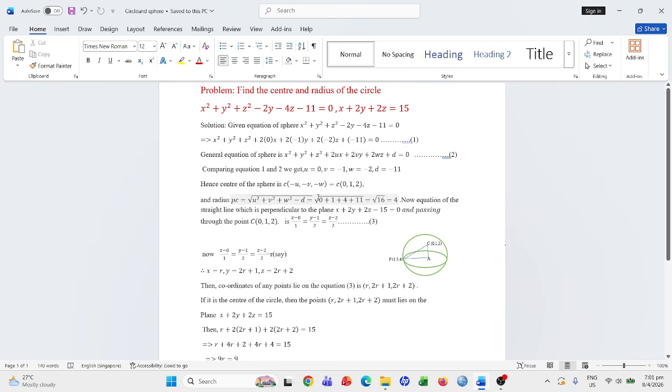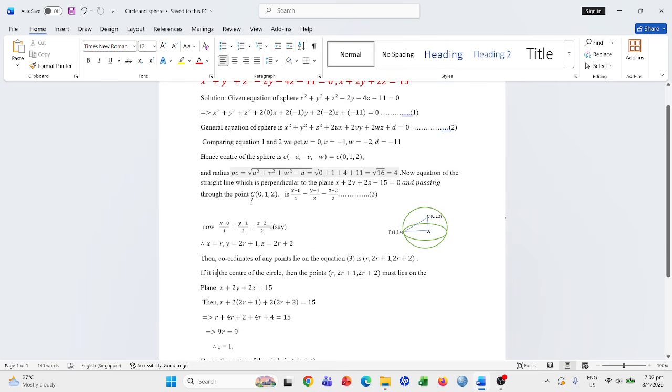And the radius is one kind of straight line, which is the distance between the center and any point lying on the sphere. Consider the figure: C is the center of the given sphere, P is any point lying on the sphere, so PC is the radius of the sphere.